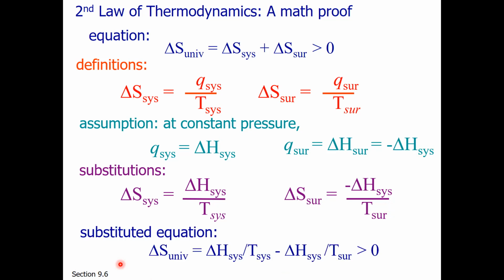So this is our substituted equation. Entropy change of the universe is equal to enthalpy change of the system divided by temperature of the system minus enthalpy change of the system divided by temperature of the surroundings. And when something spontaneously happens, the sum of these two will be positive.